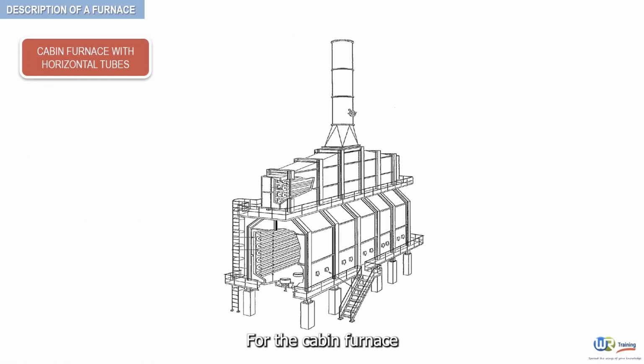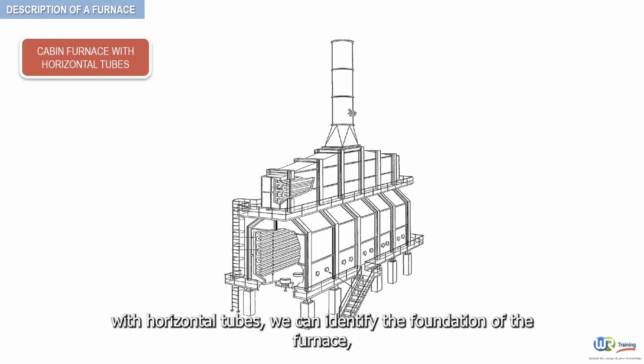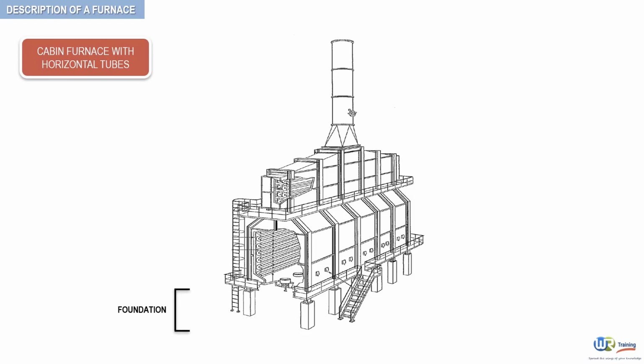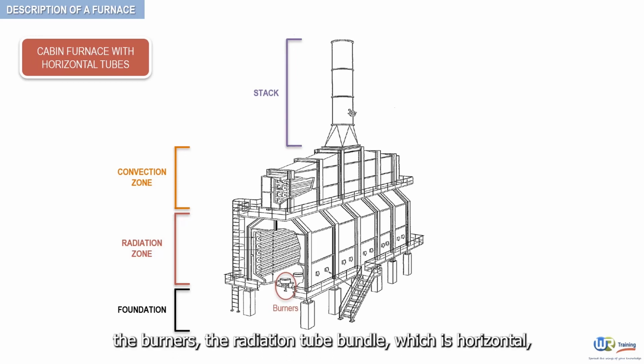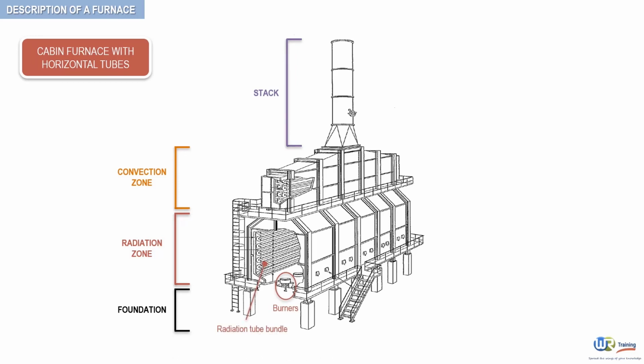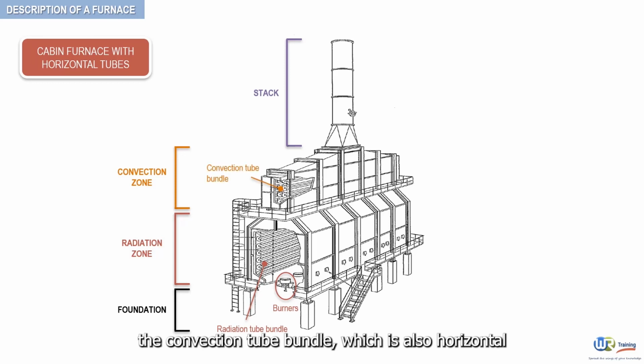For the cabin furnace with horizontal tubes, we can identify the foundation of the furnace, the radiation zone, the convection zone, and the stack. Shown now on screen, the burners, the radiation tube bundle, which is horizontal, the convection tube bundle, which is also horizontal, and thus parallel to the first tube bundle of the radiation zone.